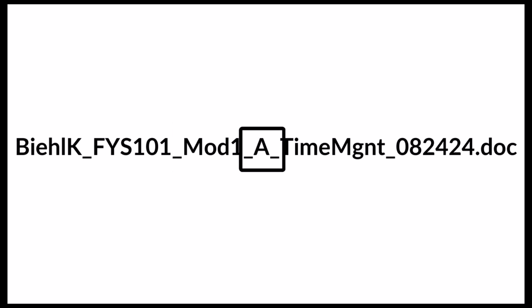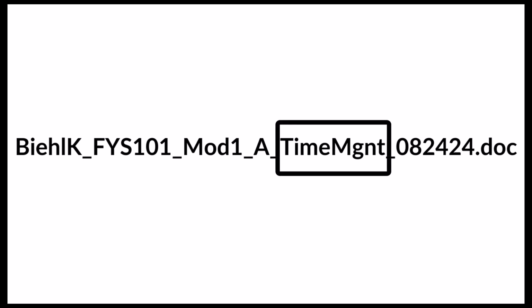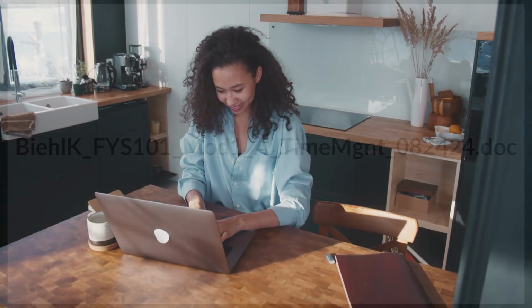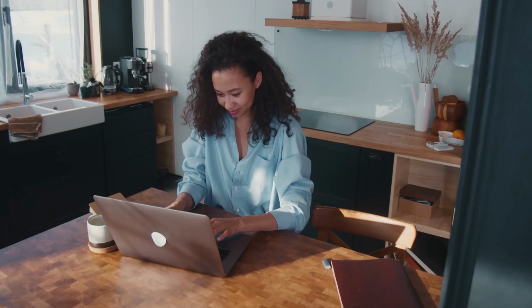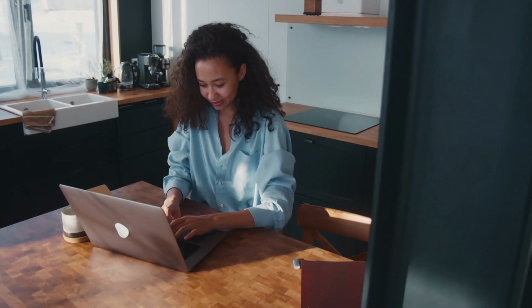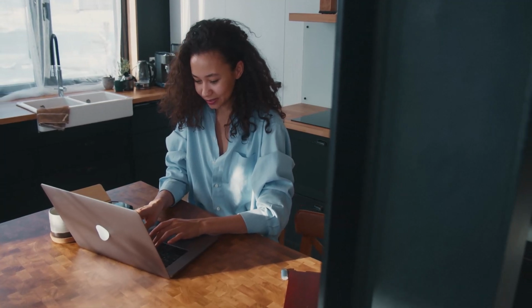A indicates whether it's an assignment, versus an L for lecture, P for project, or even R for resource. Time management describes the content of the file. And then 082424 is the date in the month, day, year format. By using a clear and consistent naming convention, you'll always know what each file contains, when it was created, and what type of file it is.